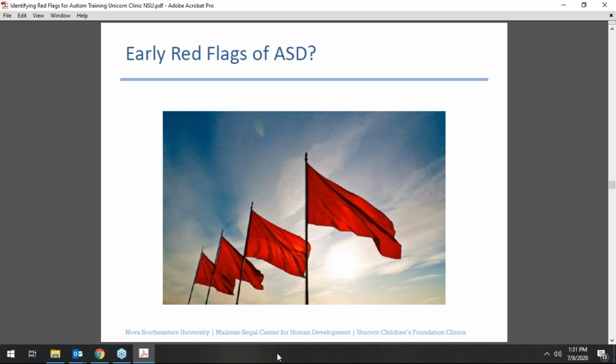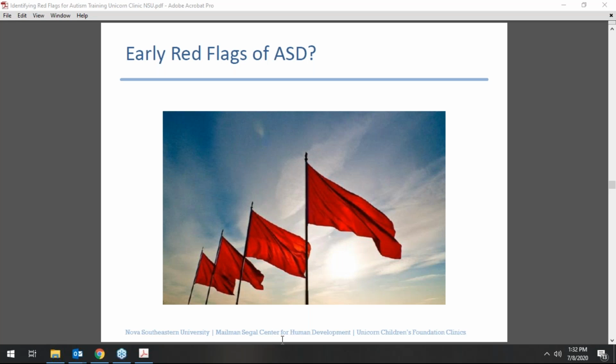Like we said before, there's no two children exactly the same with autism. You see one child with autism, you see one child with autism. So when we talk about early red flags, I want to focus on what you may be seeing in your classroom with your children. We'll review some concerns that you may see in your children on a daily basis.